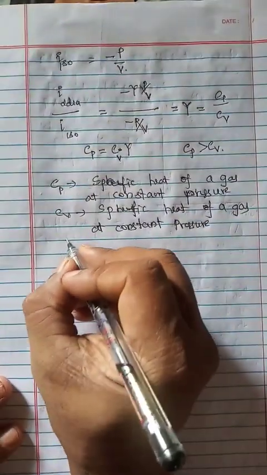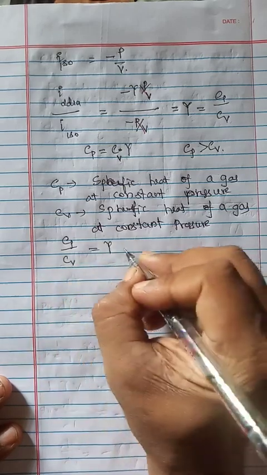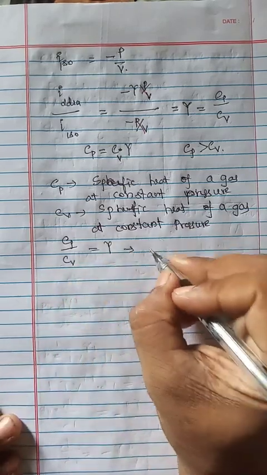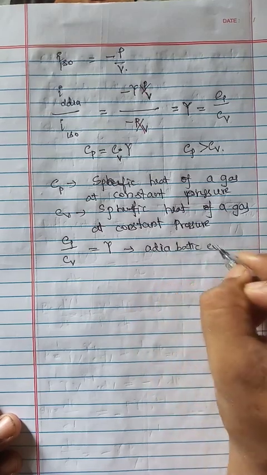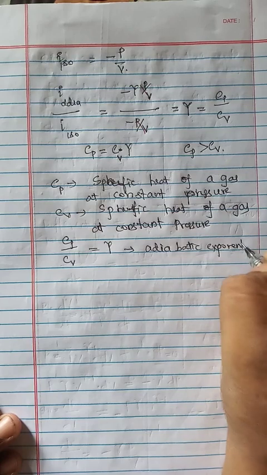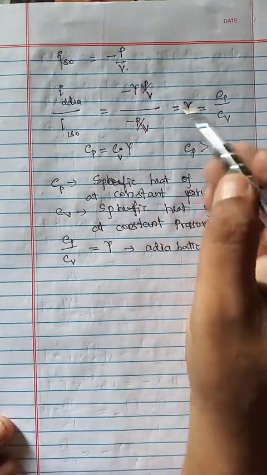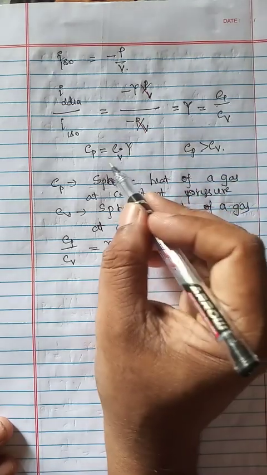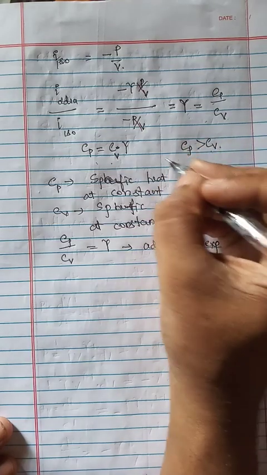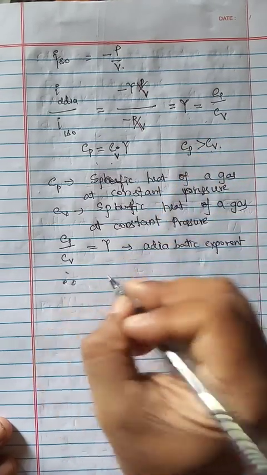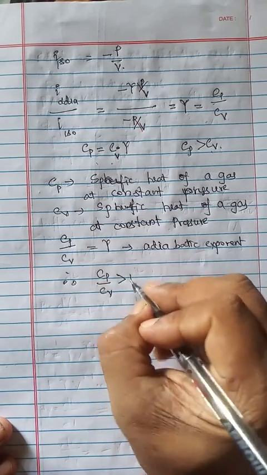Okay, the ratio of CP by CV is nothing but gamma. It is the adiabatic exponent. So from the relation, you know that CP by CV, CP is equal to CV into gamma. CP is greater than CV. Therefore, you can write CP by CV is always greater than 1.